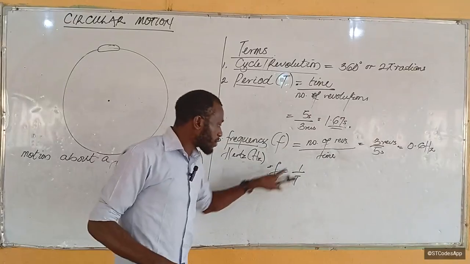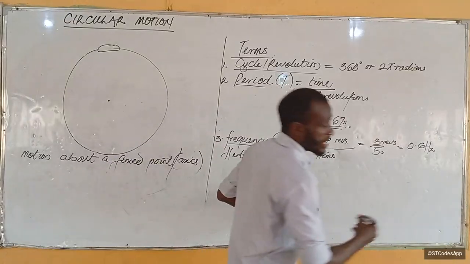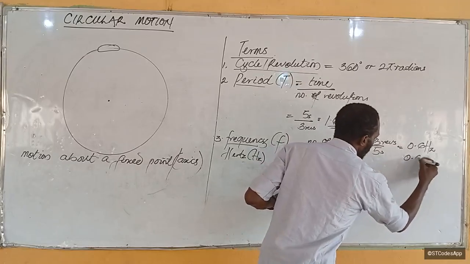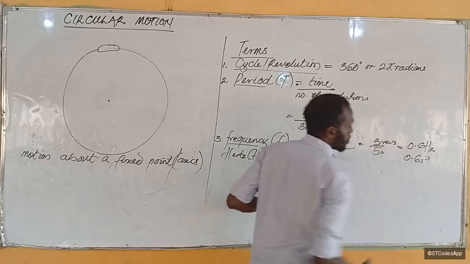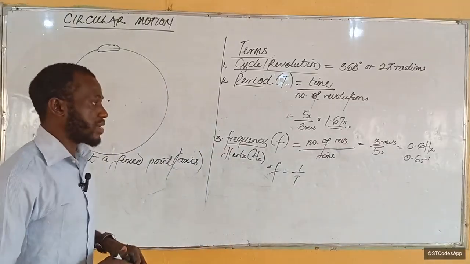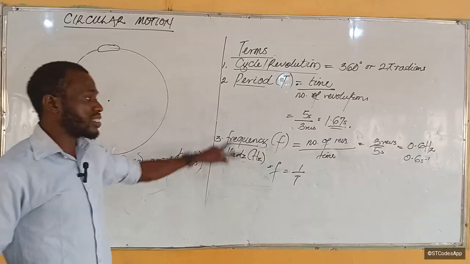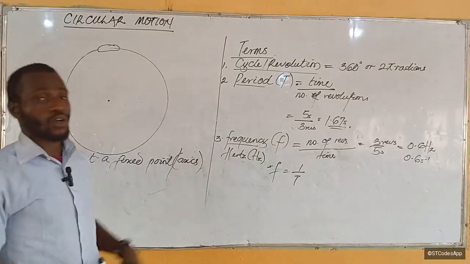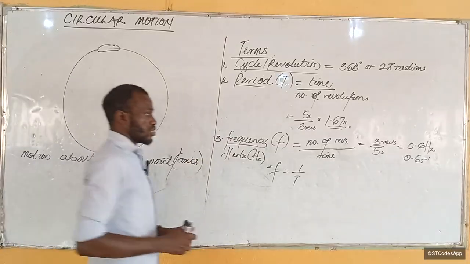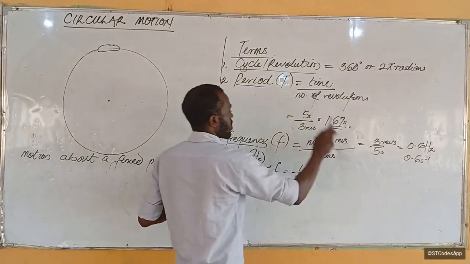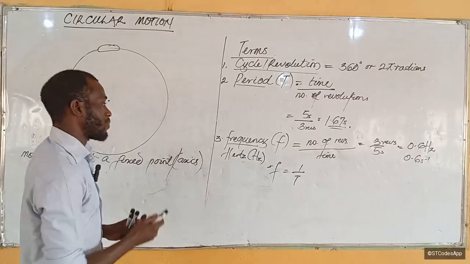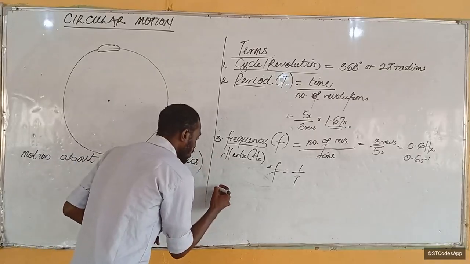Now, because frequency is also the inverse of period, it has another unit. Either I write it this way, 0.6 Hertz, or 0.6 per second. Is it clear? All right. So that is frequency. Frequency is the inverse of period. And if you take 1 over this, you get 0.6 as well. And let's go to the next one.